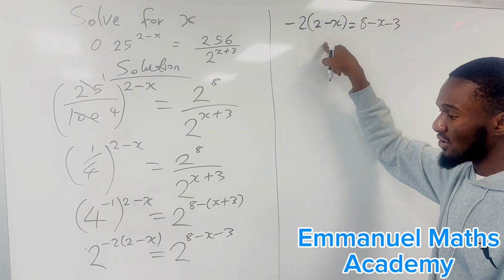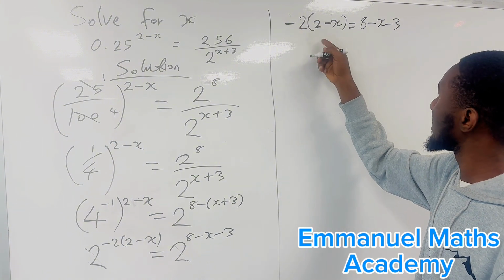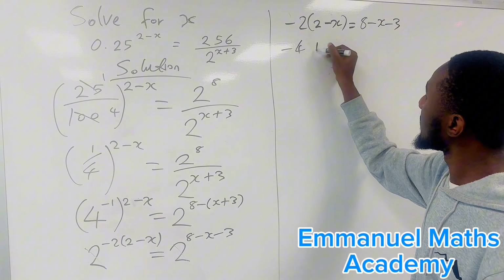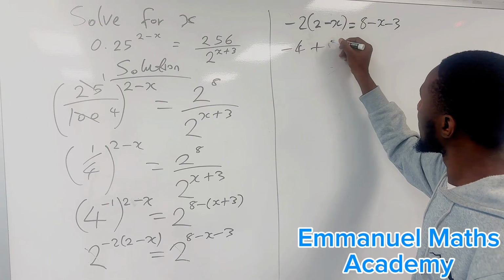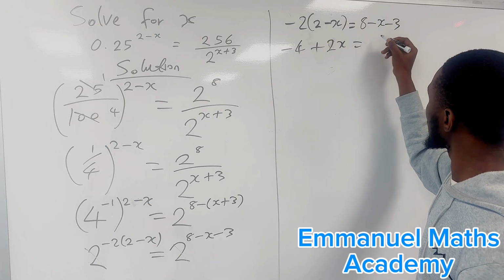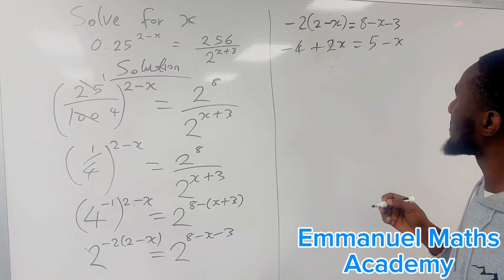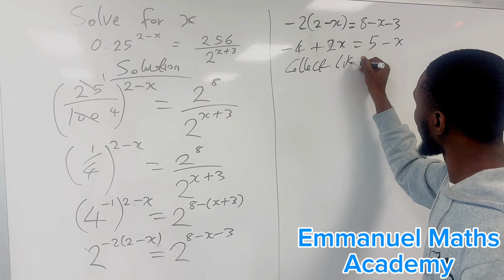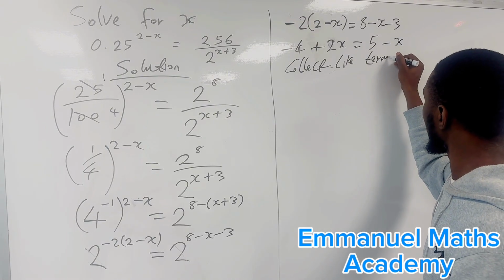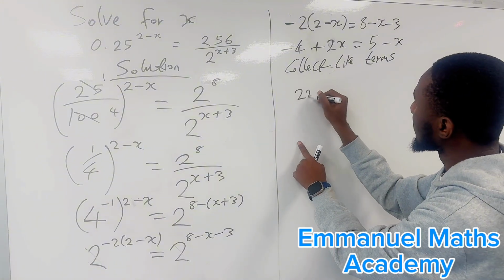So if you break this down to find the value of x, you use this minus 2 to distribute into this. You have minus 4 plus 2x equal to 5 minus x. You collect like terms. So from here, we have 2x.